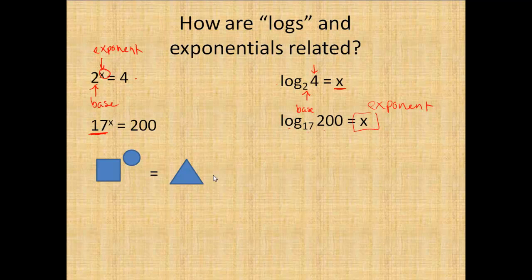Okay, we can do it without numbers. We can do it with a different type of visual representation just to see the setup. So if I had square raised to the circle is equal to a triangle, the square is going to drop down here because that's my base. The triangle comes over, and the exponent is what I'm equaling, so the circle. So it would be log base square of triangle is equal to the circle. So that's kind of how the rearrangement of them goes.